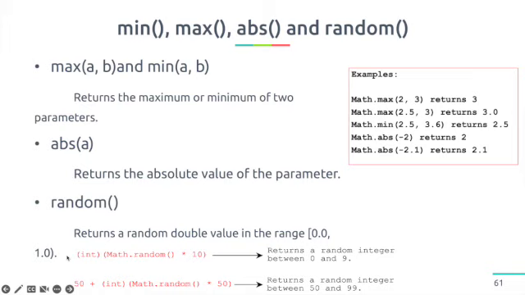Random will return a random double in the range between 0 and 1. If I wanted to return a random integer, then I will cast the value to int by writing int between parentheses and then Math.random, and then I can multiply it by 10 if I want the value to be between 0 and 9, and I can also multiply it by 50 and add 50 to make this number between 50 to 99.